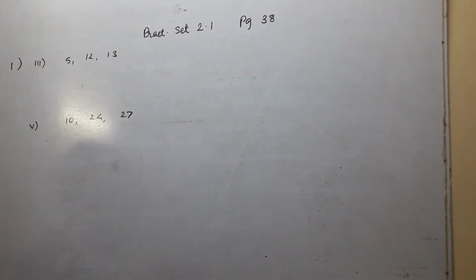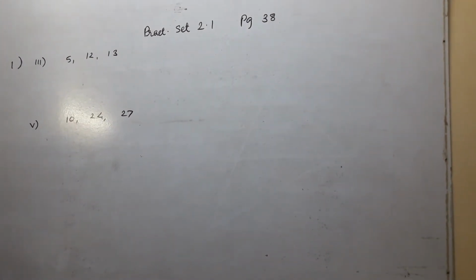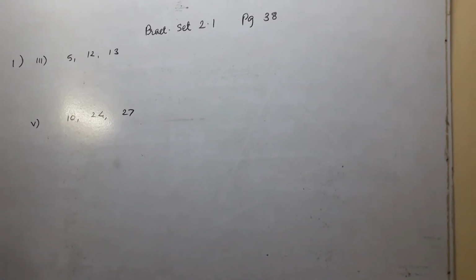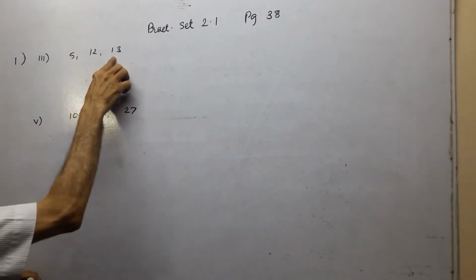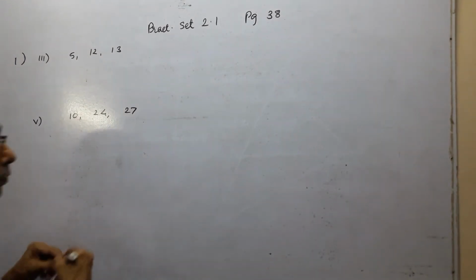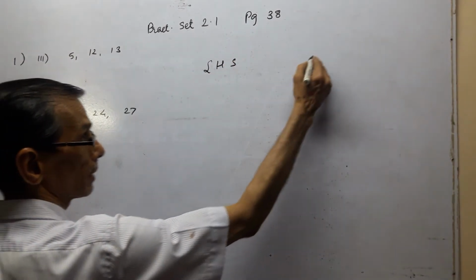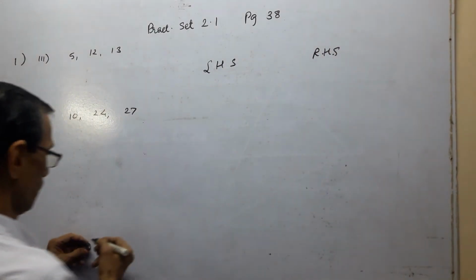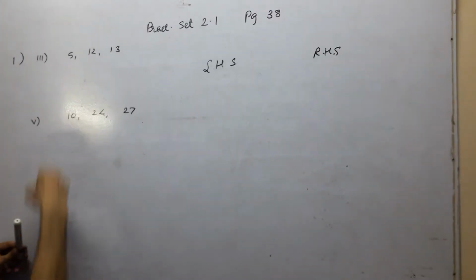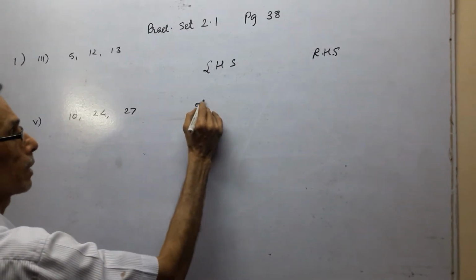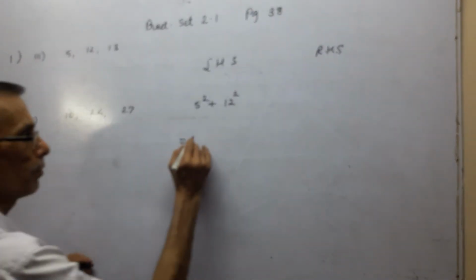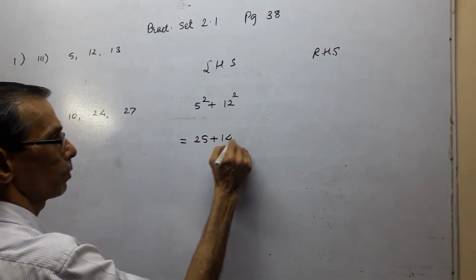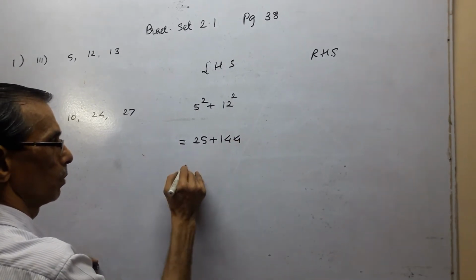We know that if any three numbers are given, they cannot automatically be a Pythagorean triplet. For a Pythagorean triplet, they should satisfy the Pythagoras theorem. In this triplet, you find three numbers. Of these three numbers, one is the greatest and two are smaller. So we will take left hand side and right hand side. On the left hand side, we will take the sum of the squares of the two smaller numbers. Here 5 and 12 are the smaller numbers. 5 square is 25 and 12 square is 144, and that is equal to 169.